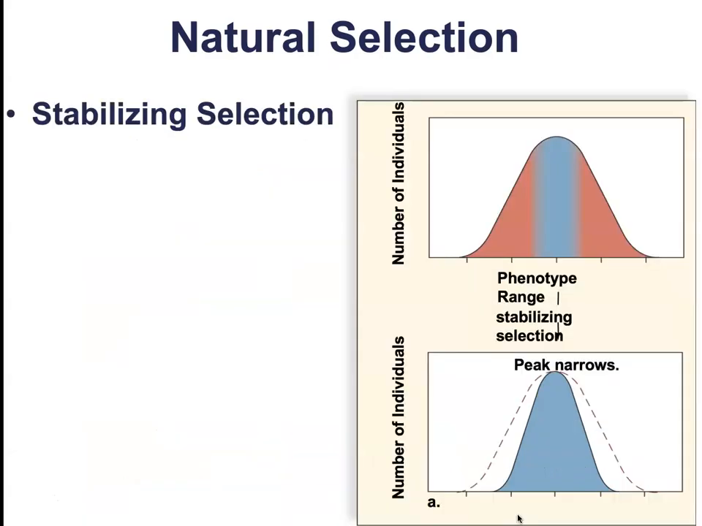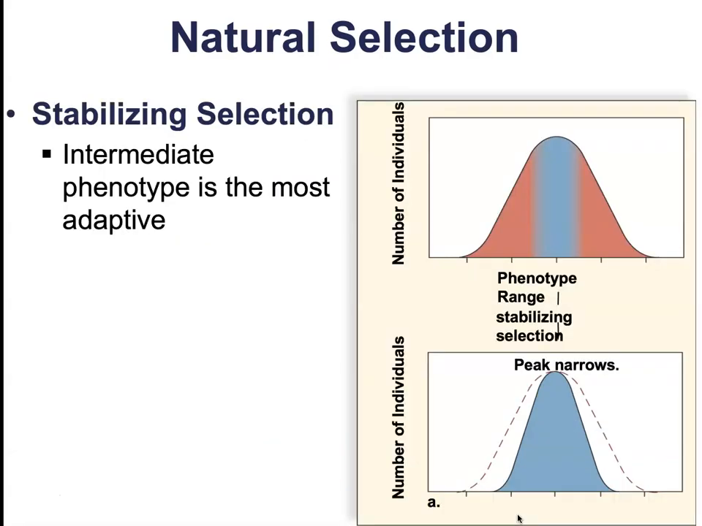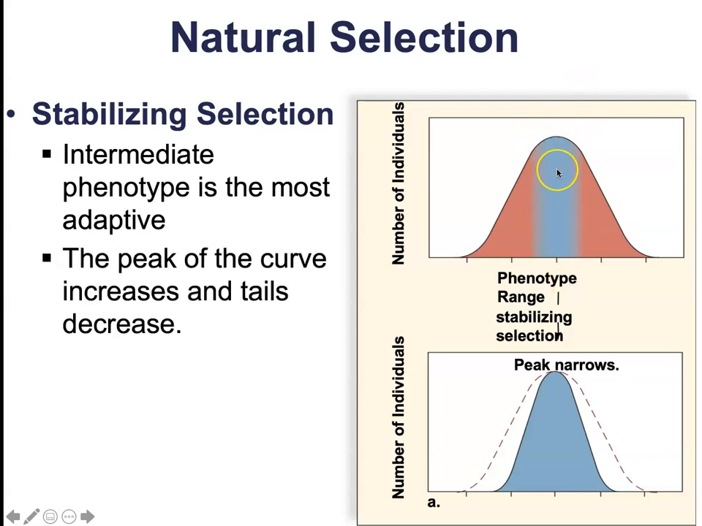Stabilizing selection is going to look like where the intermediate phenotype is going to be the most adaptive, or the intermediate phenotype is going to be favored. So, for example, the peak is going to narrow. If what we see across the population is a huge range in genetic variation, we're going to find that the most common variations are going to be the most desirable, and over time we're going to start to see a narrowing of that. So the peak of the curve is going to increase and the tails are going to decrease.